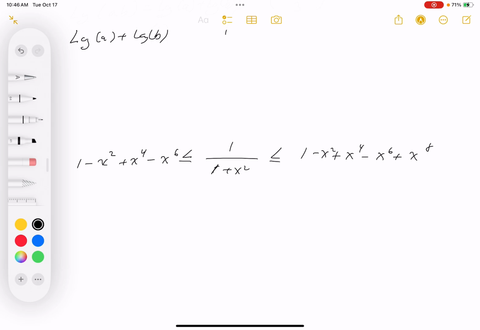Now, one thing I noticed about this over here is that 1 plus x squared for a real number system is always greater than 0. So I'm not worried about this thing changing its direction. So I'm going to multiply all sides by 1 plus x squared. Let me write this down. Again, this may be a dead end, but it can't hurt to write something down.